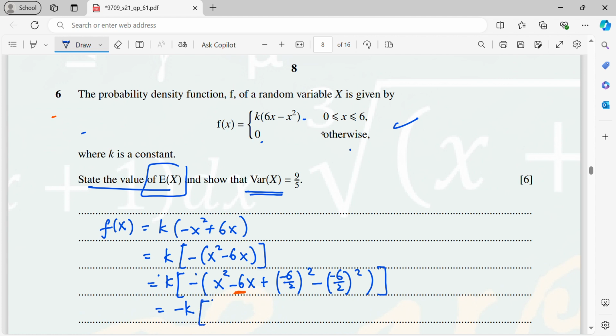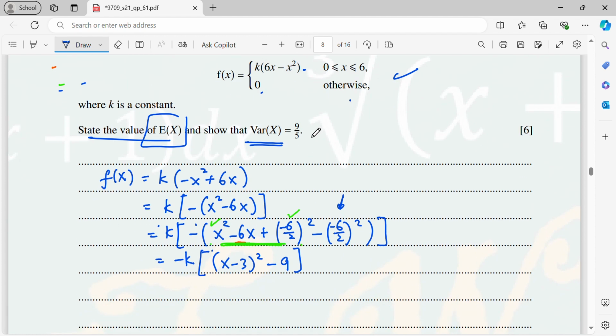Now when you have these first three terms, they can be combined by referring to the first, last and third term. So here you will be getting x minus 6 over 2, which is minus 3. Then you square it, and minus, this is minus 3, so you square it, it becomes minus 9. From here, when I do expansion, I will be getting negative k bracket x minus 3 squared plus 9k. This is the completed square form.